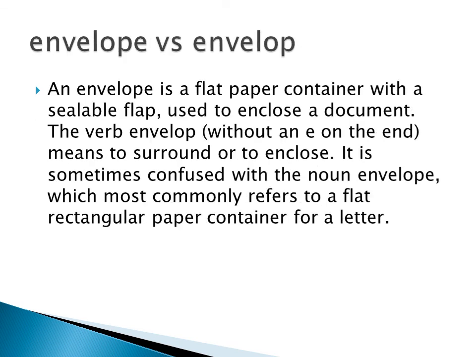Envelope with an E versus envelop without E. An envelope is a flat paper container with a sealable flap used to enclose a document. The verb envelop without an E on the end means to surround or to enclose. It is sometimes confused with the noun envelope, which most commonly refers to a flat rectangular paper container for a letter.